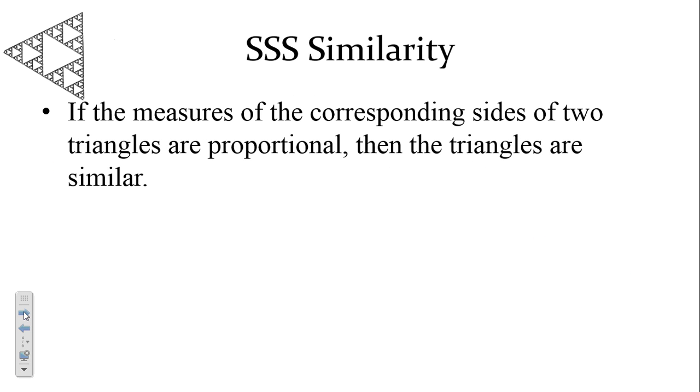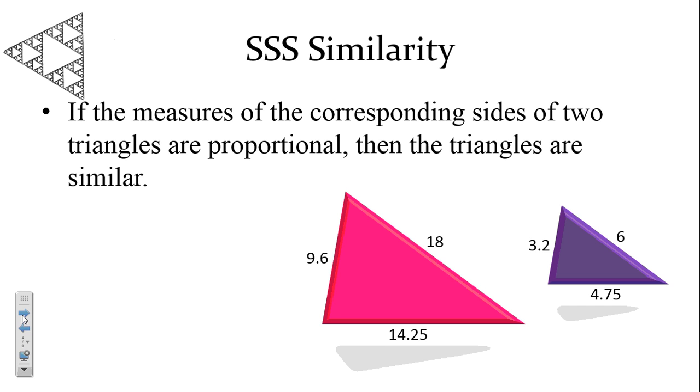Side-side-side similarity. Okay, lots of S's. It says that if the corresponding sides of both triangles are proportional, then we can say the two triangles are similar. So if the corresponding sides of two triangles are proportional, the triangles will be similar. Notice we have no angle measures up there. All we have are sides.